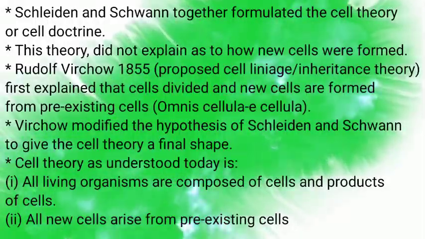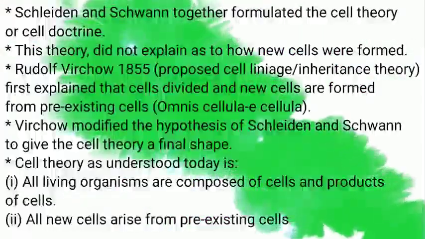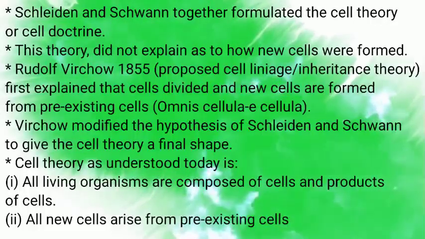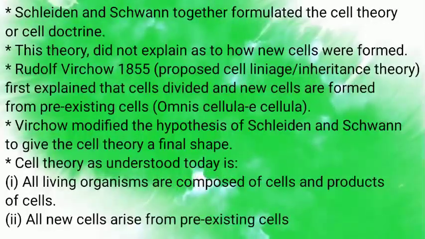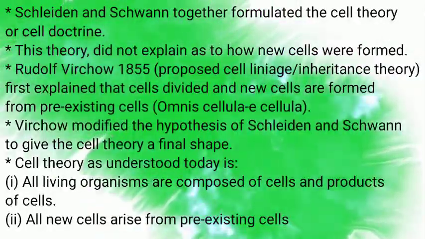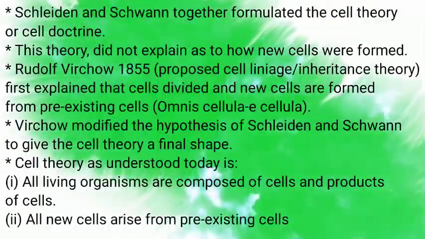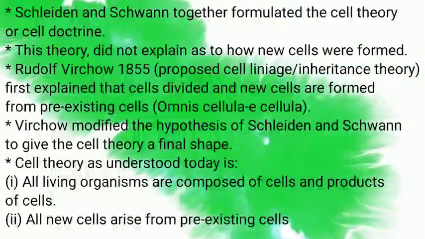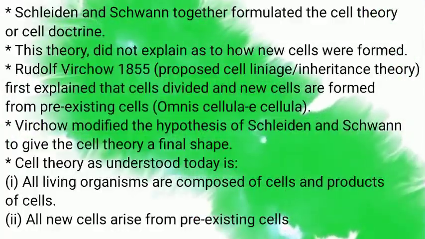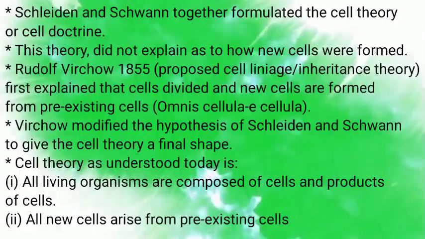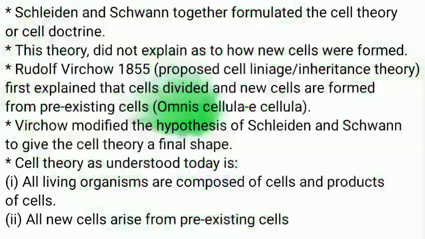Schleiden and Schwann together formulated the cell theory or cell doctrine. But this theory did not explain how new cells were formed. Rudolf Virchow first explained that cells divide and new cells are formed from pre-existing cells. He gave the statement in Latin, omnis cellula e cellula. Rudolf Virchow modified the hypothesis of cell theory and gave it a final shape. According to this, all living organisms are composed of cells and products of cells. All new cells arise from pre-existing cells.